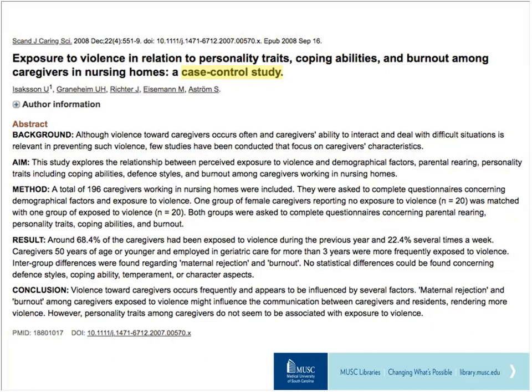The final article that we will evaluate is a case control study. This is an interesting study because the authors performed a case control study within a cross-sectional study. They surveyed 196 caregivers on exposure to violence, and that's the cross-sectional component. From that, they identified 20 caregivers who were exposed to violence and matched them to 20 caregivers who were not exposed to violence, and that's the case control study component. There were differences regarding burnout, but not regarding other outcomes such as coping ability and character aspects.